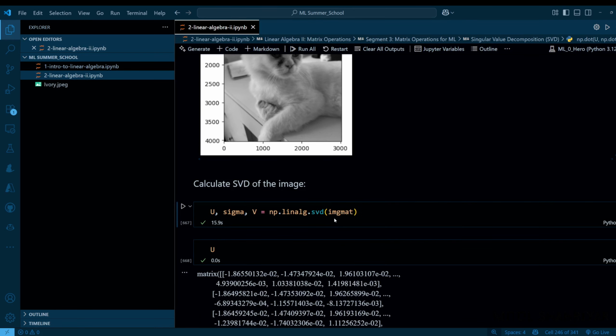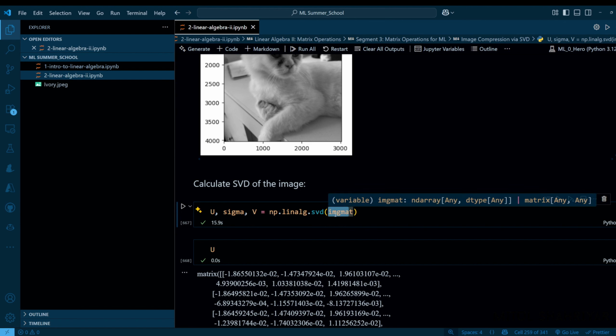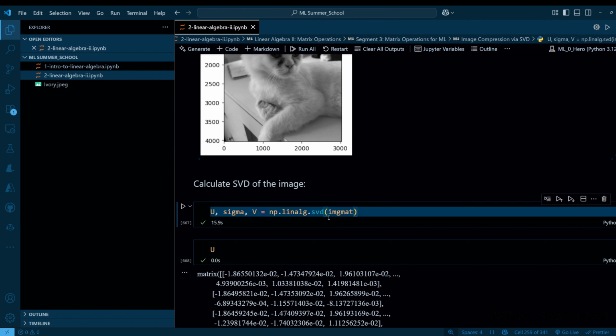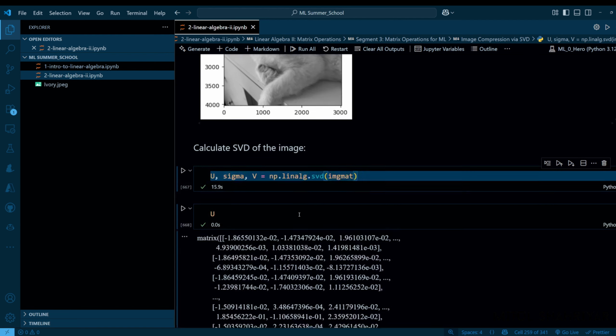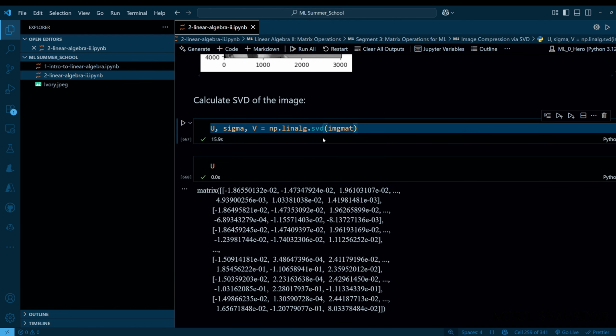Okay, so we have saved it to img mat, the image matrix. Then using SVD, that's the interesting point, we can get three values: u, sigma, which is basically what we can call our lambda, and the v. We can get that as a whole.